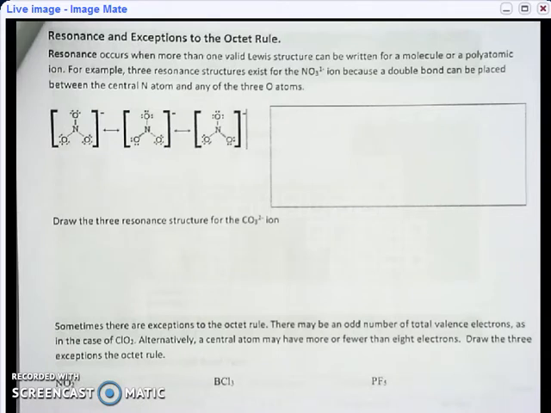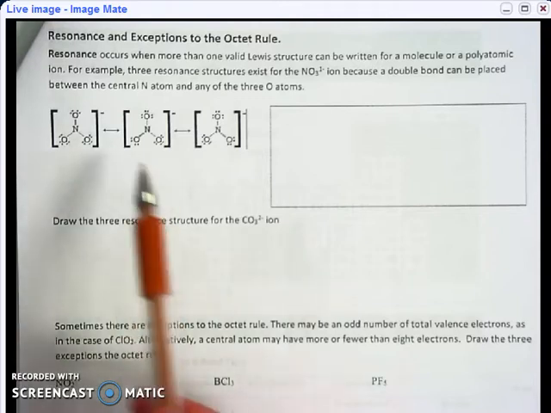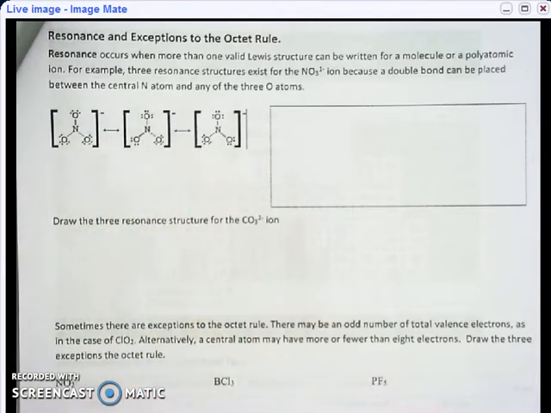Resonance occurs when there's more than one possible solution that is correct to a Lewis dot structure. And so it's kind of hard to understand until we get into it. This is an example of resonance. So what we're going to do is take a few minutes. I'm going to show you how we draw that and how we came up with that. And then we'll explain what it really means.